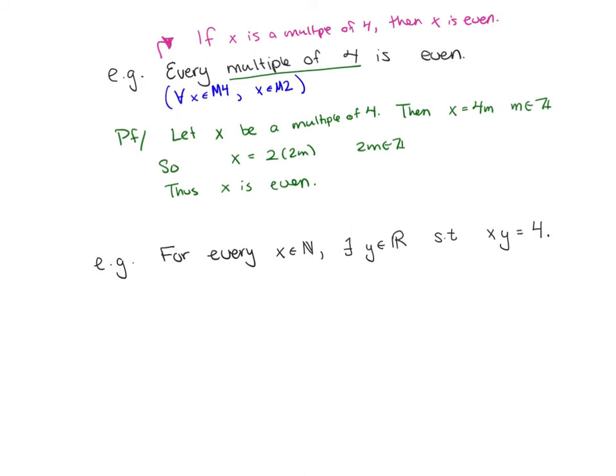But let's compare this to the second statement. For this second statement, I've got both a for all and a there exists. In this statement, it's going to be helpful to think about this proof in that basic way, where we're building up from our quantifiers.